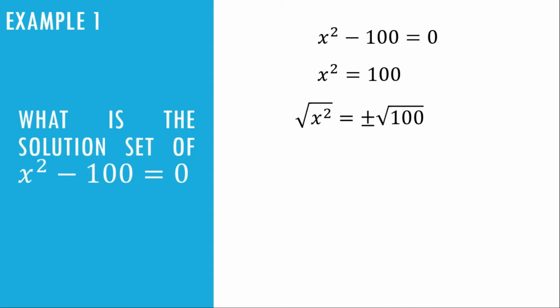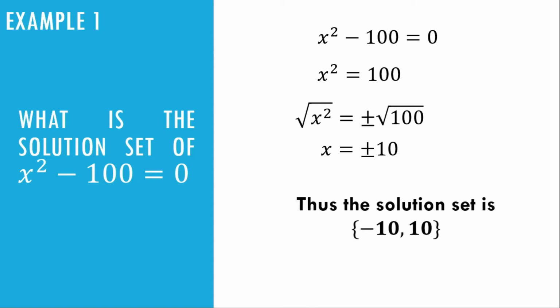Tapos, yung square root of 100, magpa-positive negative yan doon sa square root property. So, x is equal to positive negative 10 kasi square root of 100 is equal to 10. So, ang solution set natin, kasi dalawa yan, positive 10 tsaka negative 10. So, yan dalawa, pag sinubstitute mo sa x, mag-e-equal to 0 yan.